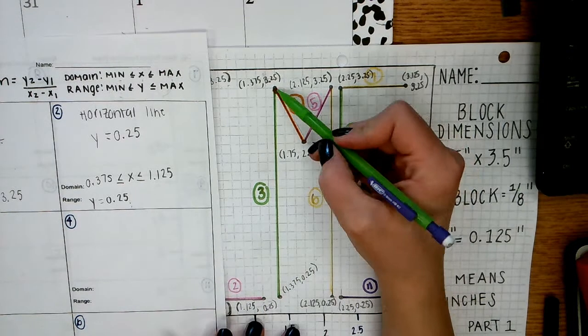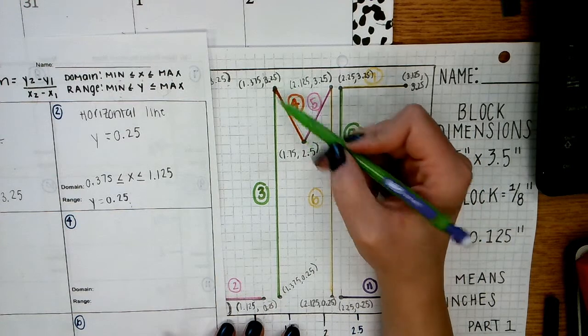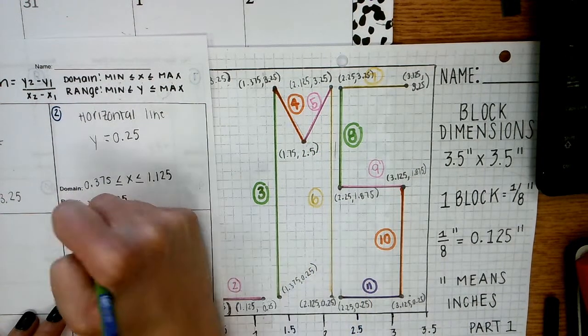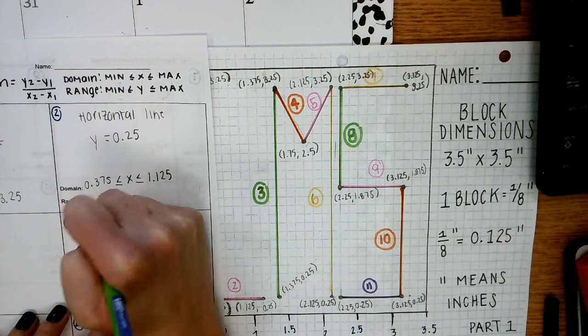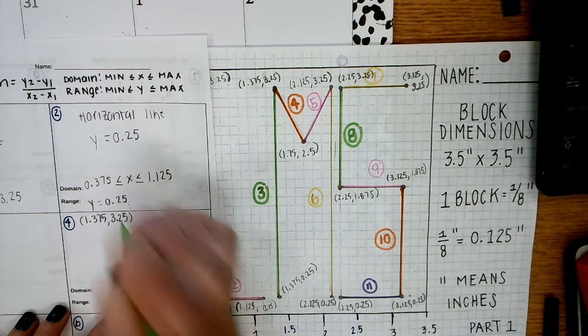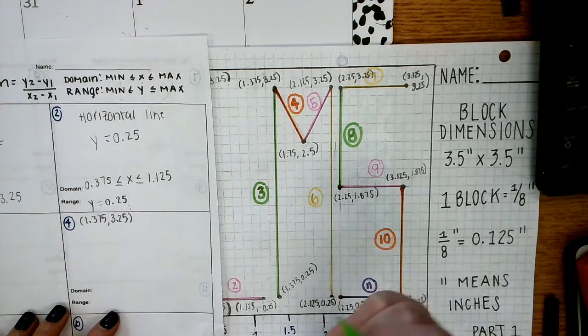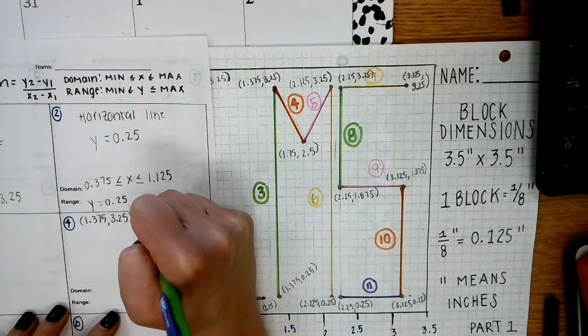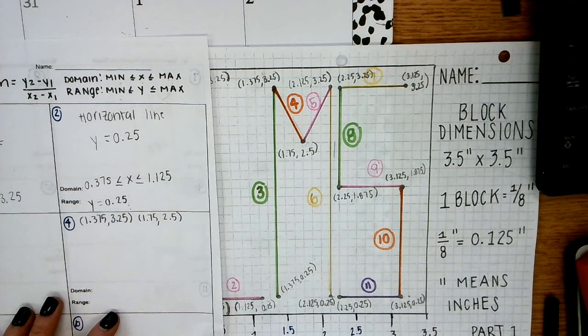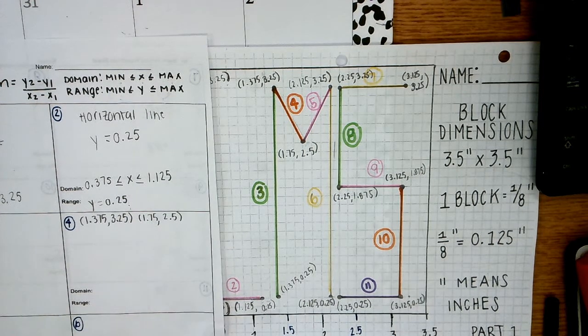So, the 2 points that I have for my line segment here for number 4, I'm going to write down. I have 1.375, 3.25, that's my first point. And then I have 1.75, 2.5. That's my second point. So, first I need to find the slope.